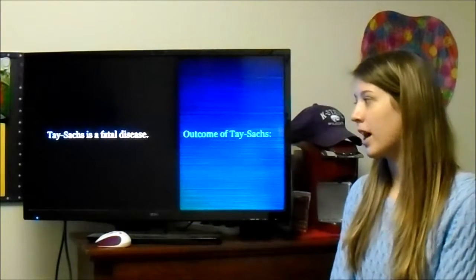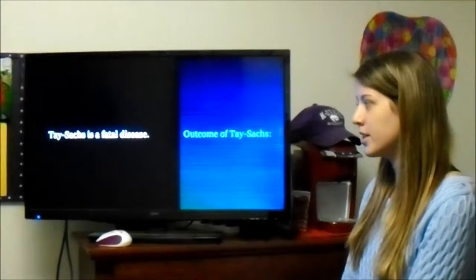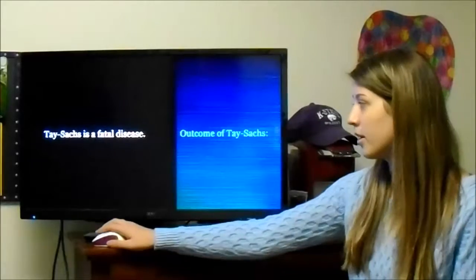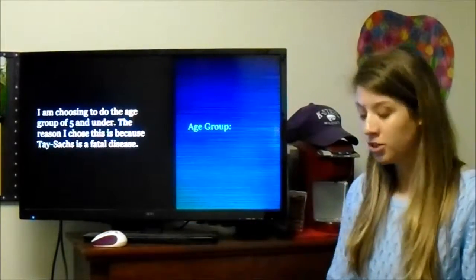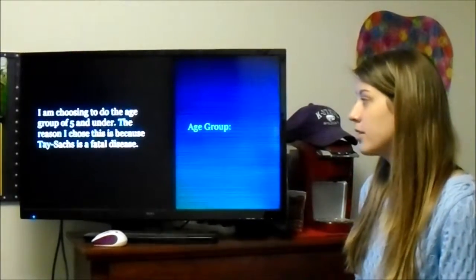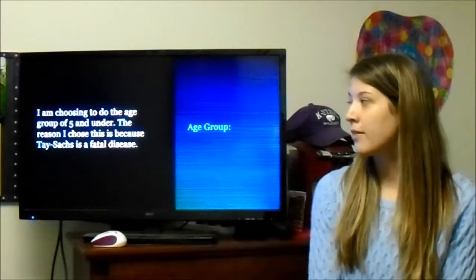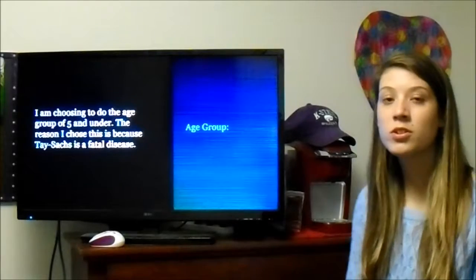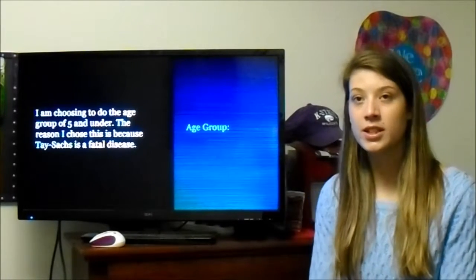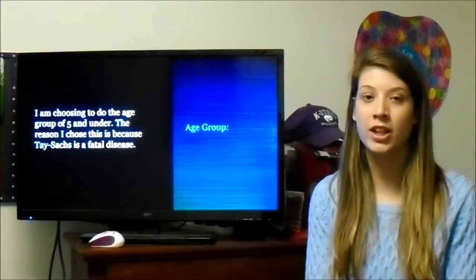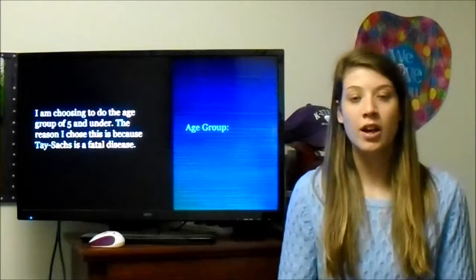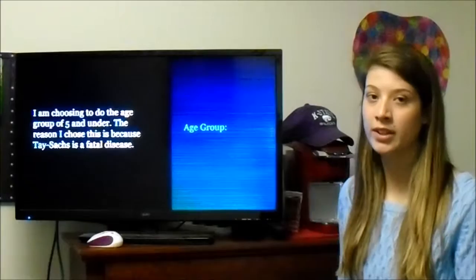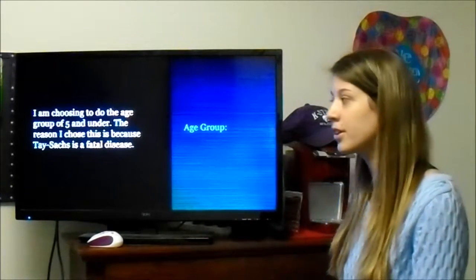Like I said before, the outcome of Tay Sachs is a fatal disease. There is no cure, no treatments that have helped. The age group that I chose is an age group of 5 and under. The reason why I chose this age group is because children or infants who are normally diagnosed with Tay Sachs normally do not live above the age of 5. Like I said before, their life expectancy is only 2 to 4 years after they're diagnosed because of such a rapid deterioration.